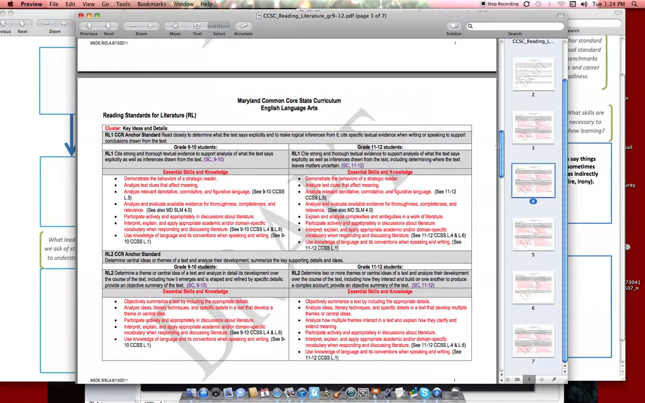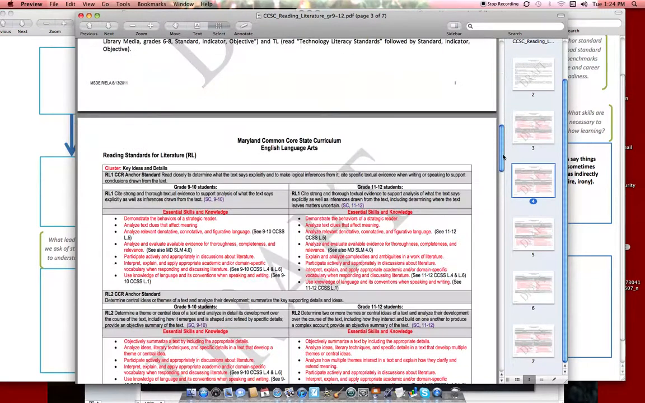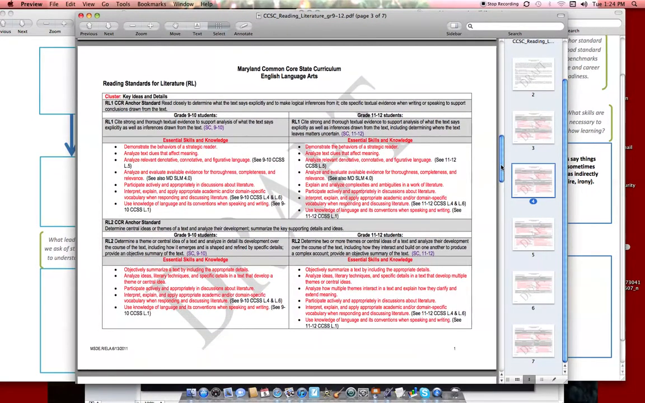Anyway, I found a really good example of somebody that unpacked their standards, and I found it off of the Maryland State Department of Education. They did a really good job breaking down the standards.